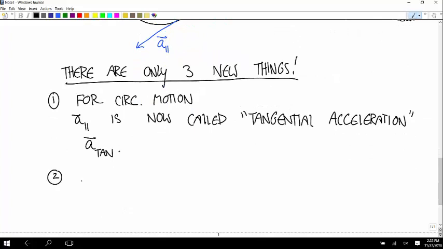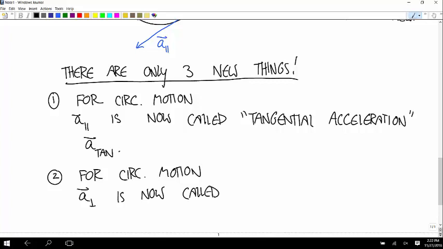The second thing is for circular motion, a perpendicular is now called the centripetal acceleration. Okay, that's a stupider name.